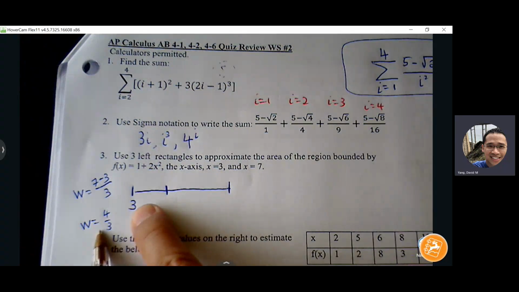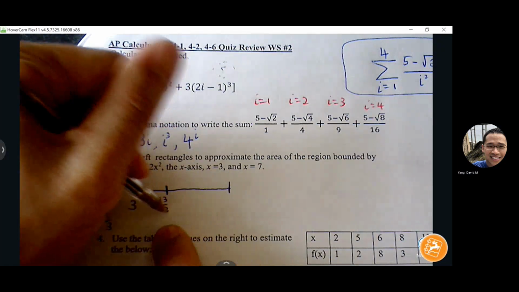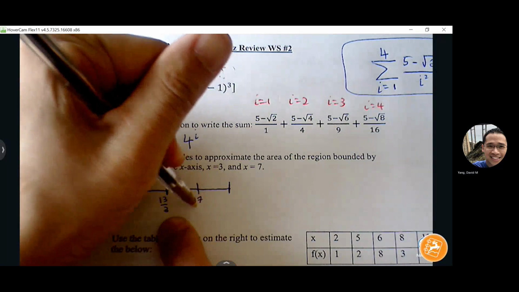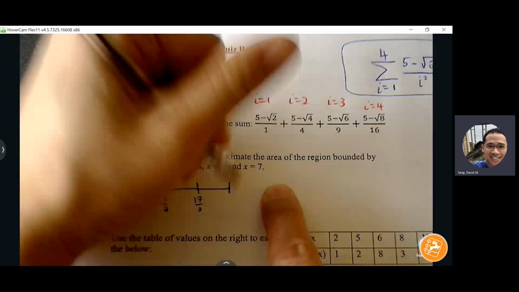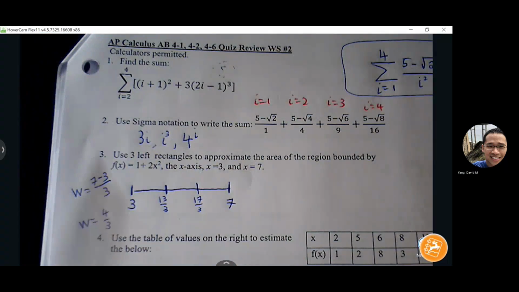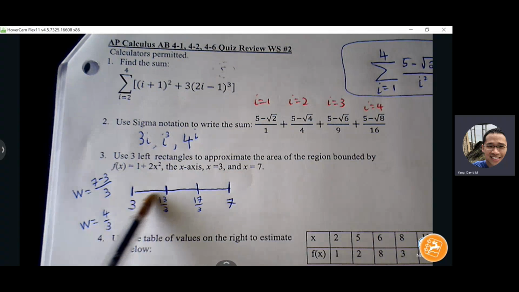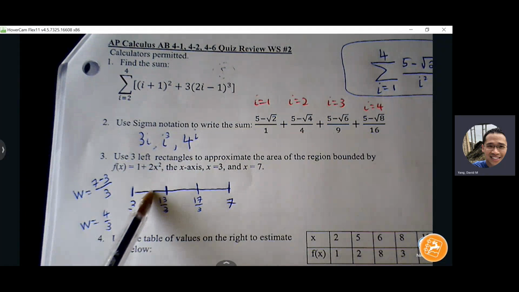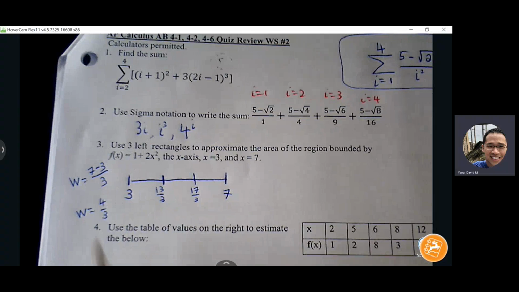So 3 plus 4/3, the same thing as 9/3 plus 4/3, which is 13/3. Plus 4/3 is 17/3. Plus 4/3 is 21/3, and 21/3 is the same thing as 7. Now in this case, we can just stop and find the left-handed rectangles. But if it was asking for middle rectangles, then you would have to find the average of these two numbers. So add these two, divide by 2 to get the midpoints. But in this case, we can just rely on the left endpoints.